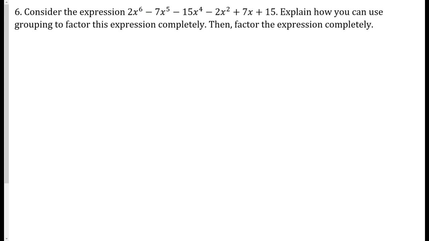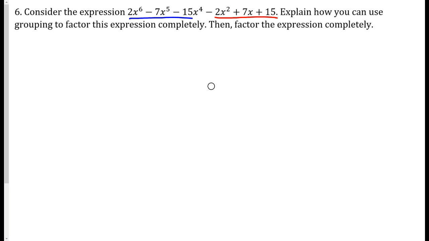Consider the expression 2x to the 6th minus 7x to the 5th minus 15x to the 4th minus 2x squared plus 7x plus 15. Explain how you can use grouping to factor this expression completely. Then factor it. So I'm looking at this expression up here, and I notice 2, negative 7, negative 15, 2, negative 2, positive 7, 15. So what if I group them in pairs of 3?